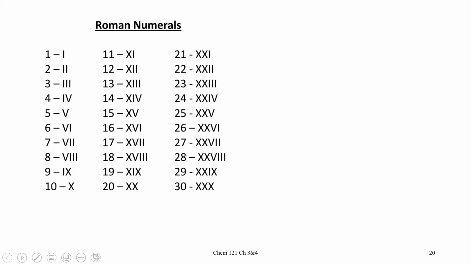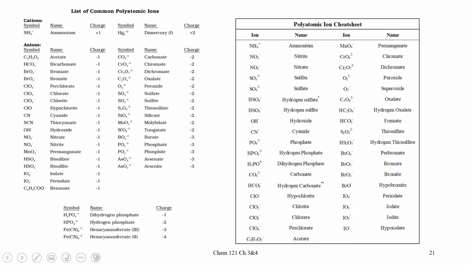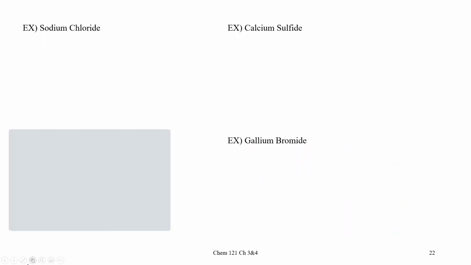We have Roman numerals in case, when we're naming our compounds, we can use those to specify how many ions or electrons a given element has. So when we're naming them, we'll use them. And then there are some common polyatomic ions that might help when you're trying to name. So let's look at our first one.